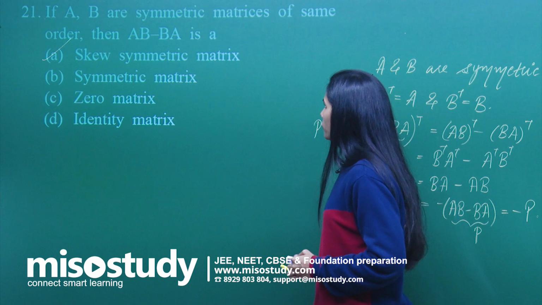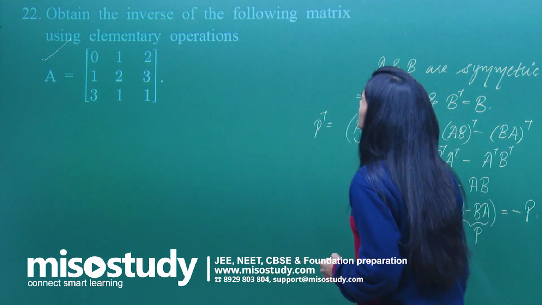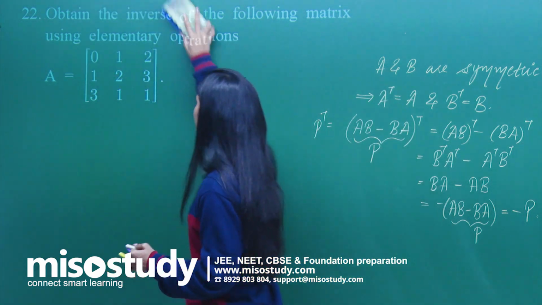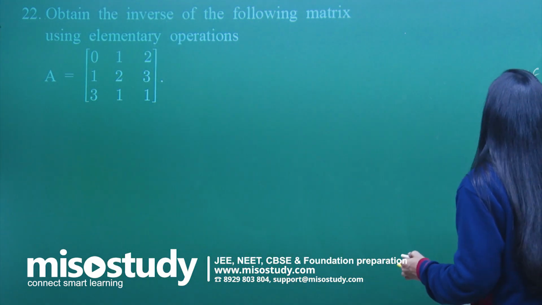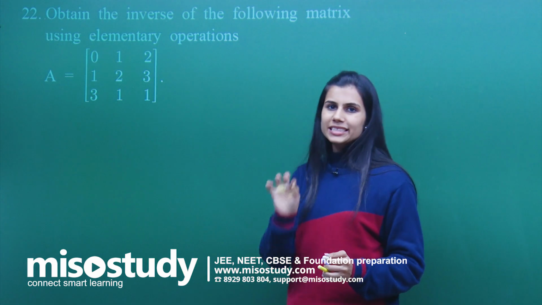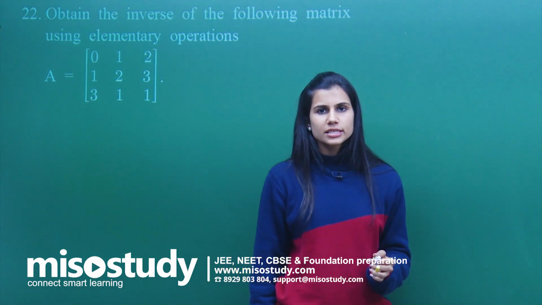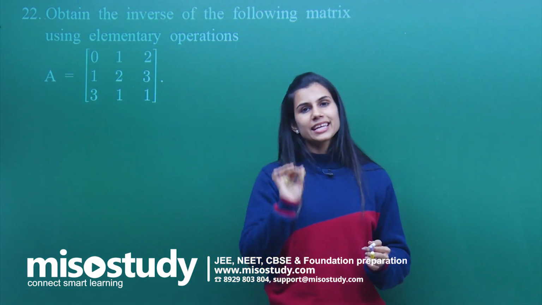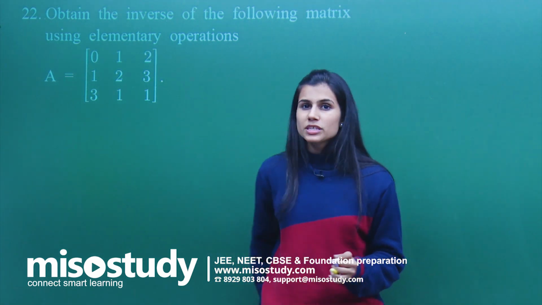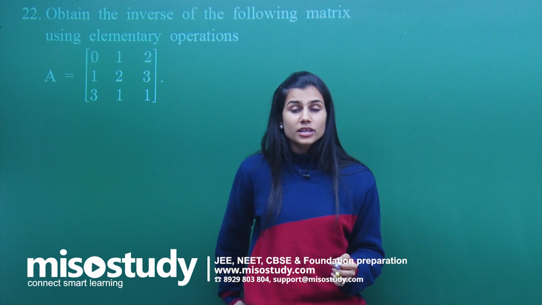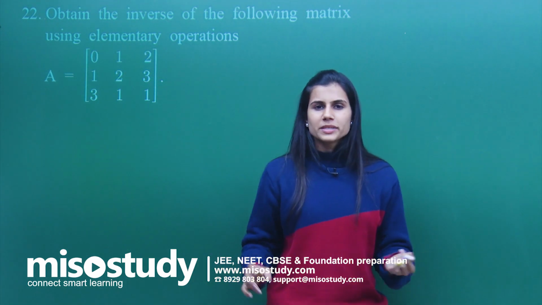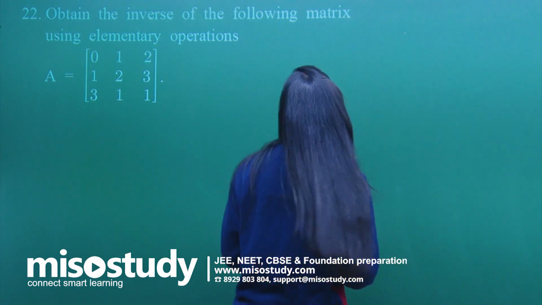Clear? Moving to the next, we have to obtain the inverse of this matrix using elementary operations. One such question you will definitely see in your paper for 6 marks, and therefore it is utterly important to understand how to obtain the inverse using elementary operations, also how to write each and everything and get full marks. Because many times students do obtain the correct inverse, but because they skip steps which are utterly important in such questions, they miss out on certain marks and are not able to obtain 6 on 6 completely. So let's begin.